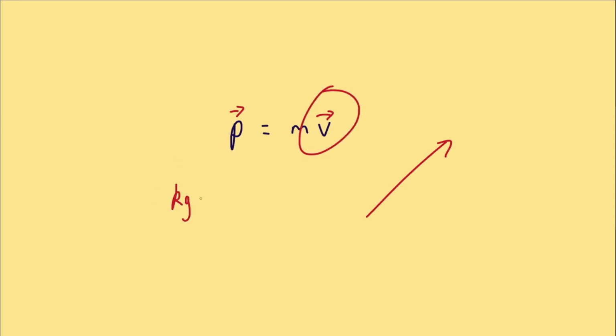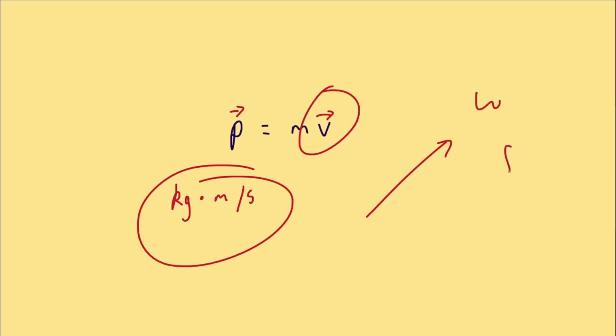The formula for momentum is P equals mass times velocity. Because velocity is a vector, so is momentum. Momentum will always follow the direction of the velocity. And in the global SI system, momentum is measured in kilograms times meters per second. It doesn't have a special name like watts or joules.